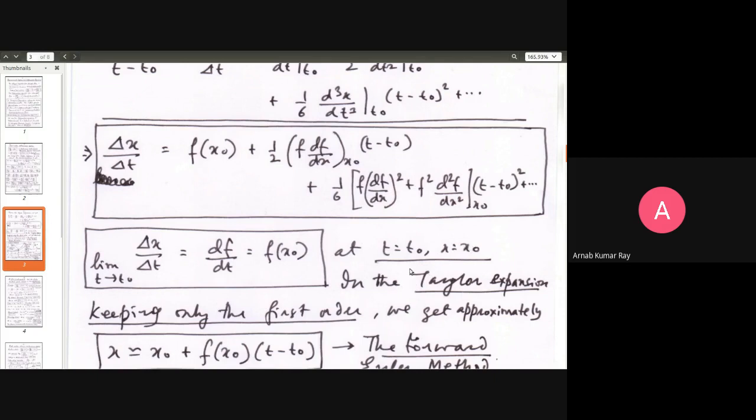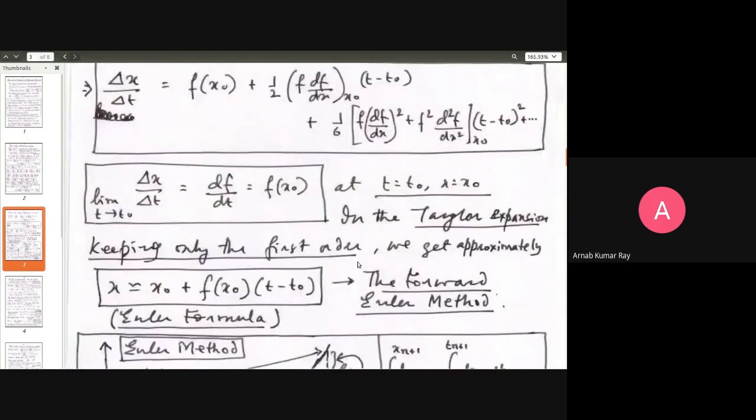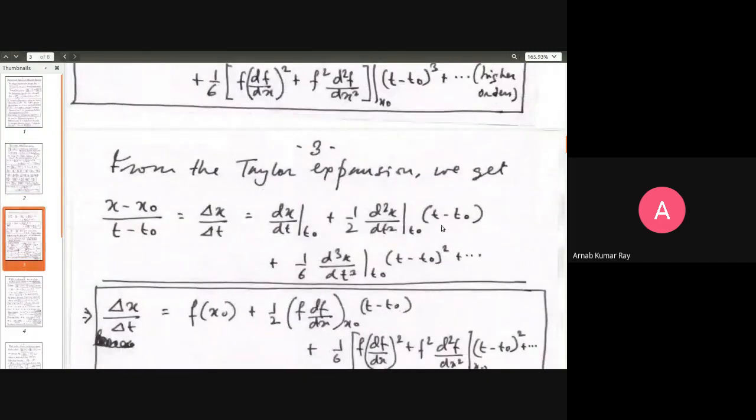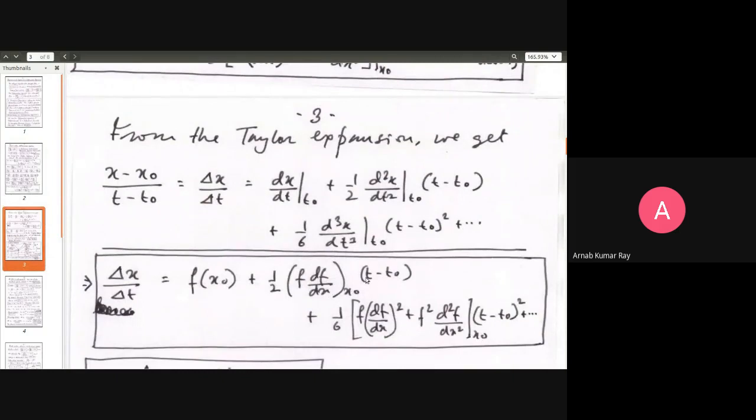So what we do now is this: in the Taylor expansion, keeping only the first order, when t is nearly equal to t naught, that is to say when your step size is very small, look at this equation. t minus t naught will be a very small number. t minus t naught squared will be an even smaller number. Why? I have been saying this again and again. If a number is between 0 and 1, and if a number is greater than 1, then there will be a serious difference between their higher powers.